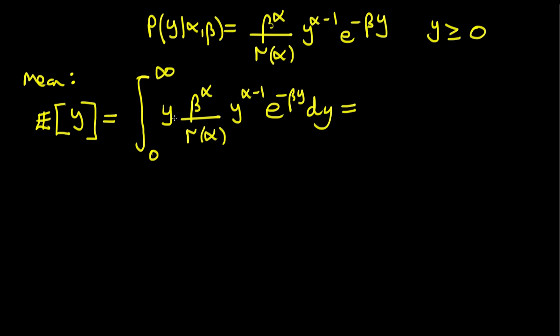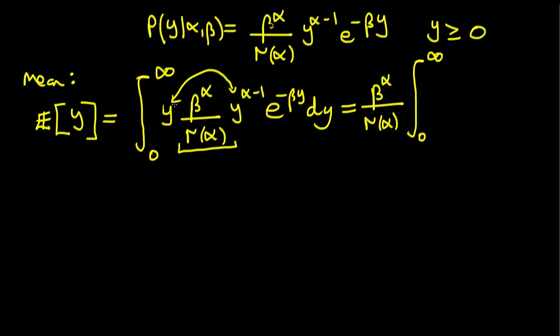Then what I'm going to do is take out this constant here, which is just going to have a factor of beta to the power alpha over gamma of alpha outside the front of this integral, because it doesn't contain any y terms. So now I'm integrating from 0 to infinity. Well, I've got y times y to the power alpha minus 1, so y to the 1 times y to the alpha minus 1, which is just going to give me a y to the power alpha, times the exponent of minus beta y, integrated over y.